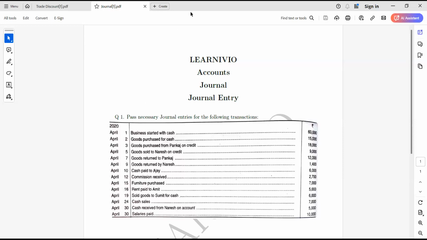Should I start solving this question? No, no, I will solve this. I will solve some part of this so you'll understand. Okay, okay. Just let me draw the format. 1 minute.